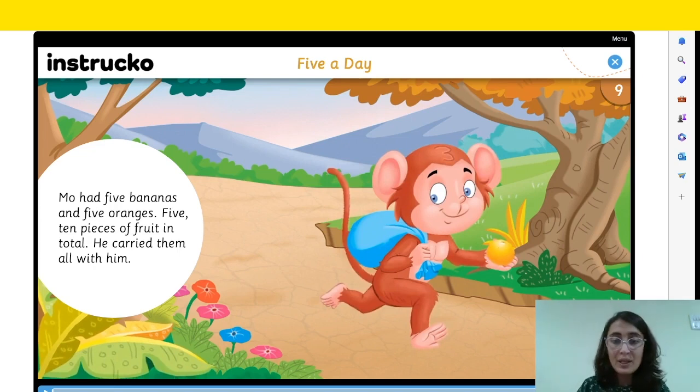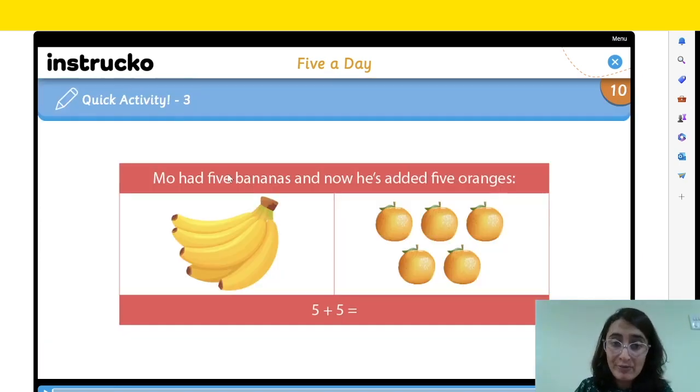Okay. Now tell me, if Mo had 5 bananas and now he's added 5 oranges, how many fruits did he have in total? We just counted them, right? Should we count them again? Okay. So see, 1, 2, 3, 4, 5 bananas and 1, 2, 3, 4, 5 oranges. 5 plus 5 is 5, 6, 7, 8, 9, 10. So how many fruits does Mo have in total? 10 fruits. And 5 plus 5 is 10.